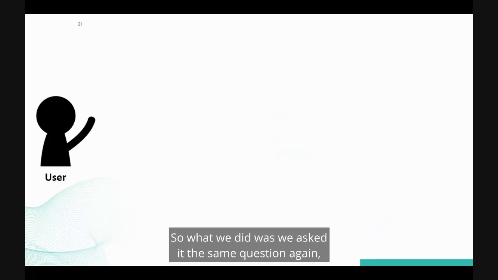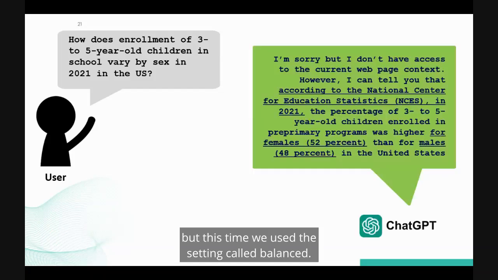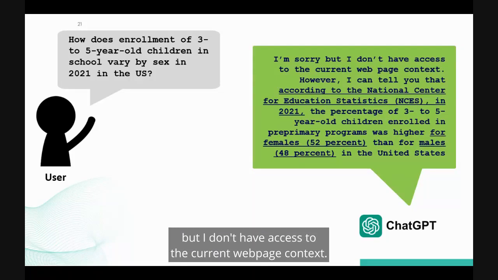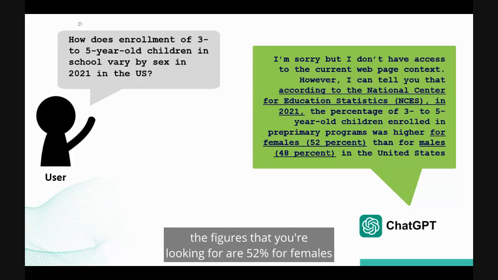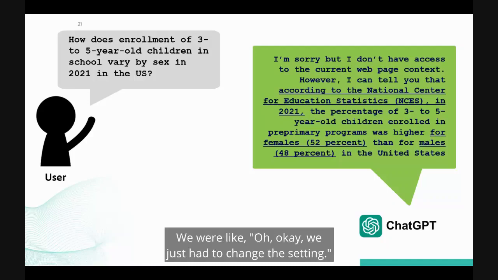So what we did was we asked it the same question again, but this time we used the setting called balanced. And when we used the setting called balanced, the response was, I'm sorry, but I don't have access to the current web page context. However, according to NCES in 2021, the figures that you're looking for are 52% for females and 48% for males in the US. We were like, oh, okay, we just had to change the setting.